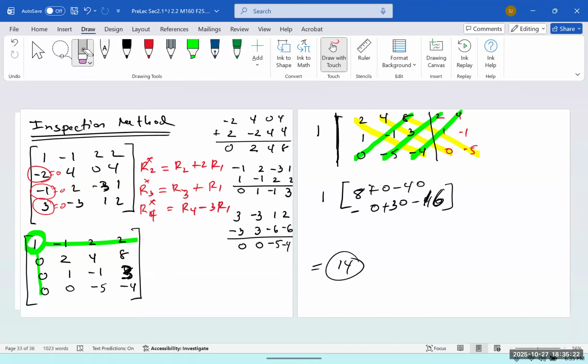-5, -4. But you get the idea, right? So you have to practice the inspection method or cofactor method. It doesn't matter which method you use. Whatever is easier for you, you can use that in your exam. In the exam, I'm going to give one 4x4 matrix to find the determinant and one 3x3 matrix to find the inverse. And 2x2 is easier, so I'm going to skip 2x2.